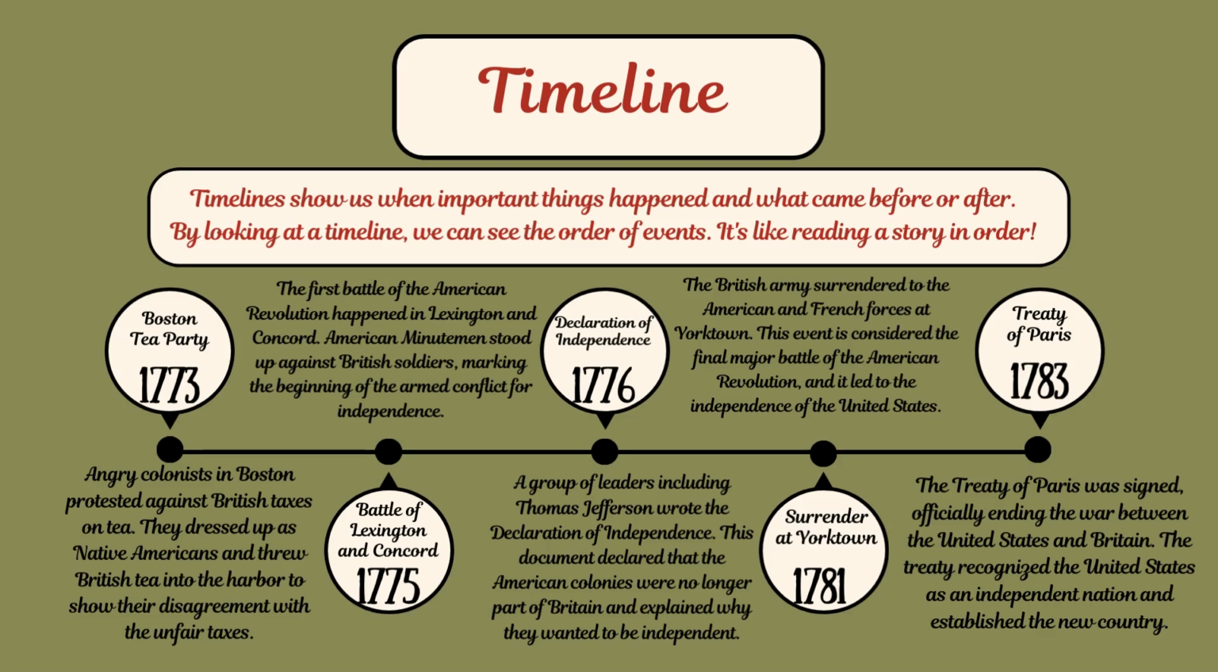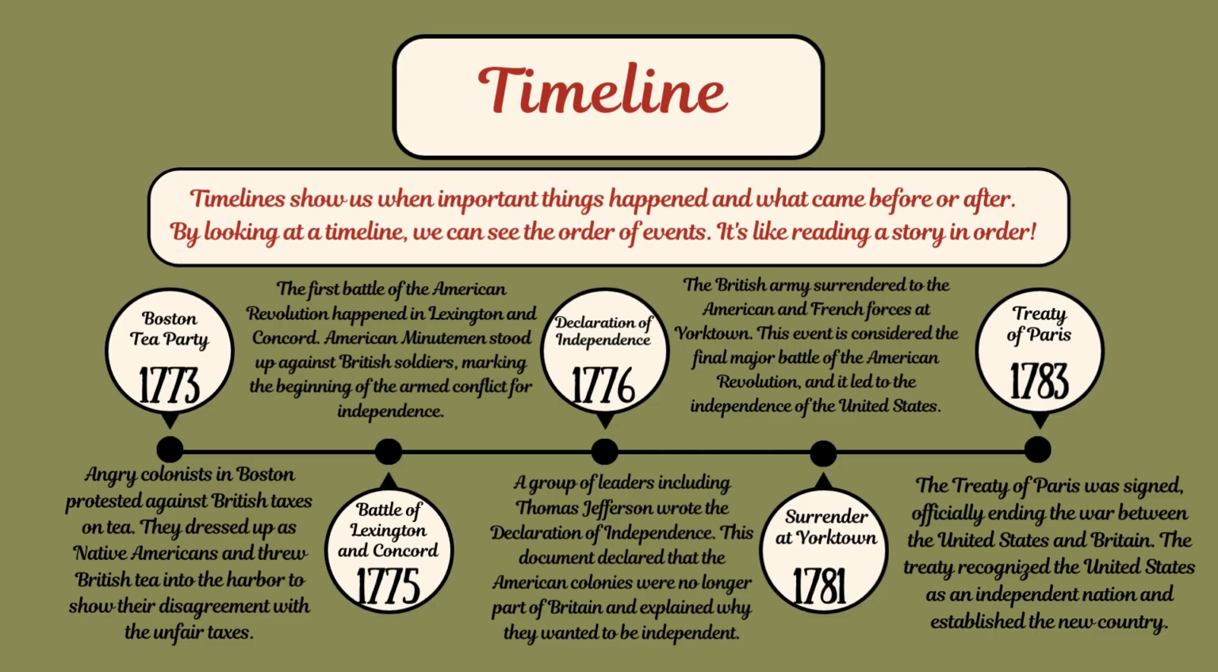Timelines show us when important things happen, what came before or after. By looking at a timeline, we can see the order of events. It's like reading a story in order. So number one here is the Boston Tea Party, 1773. So here is what happened here. This is the time period.